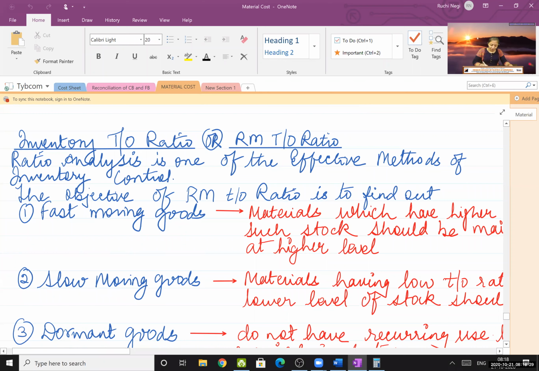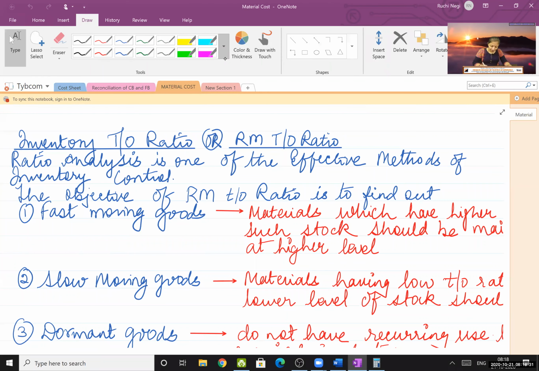See, it is also known as an inventory ratio, inventory turnover ratio, or you can call it the raw material turnover ratio. It would be very specific if we call it the raw material turnover ratio because we are talking only about material cost here. Next, ratio analysis is one of the effective methods of inventory control. Obviously, this is one of the parts of ratio analysis.